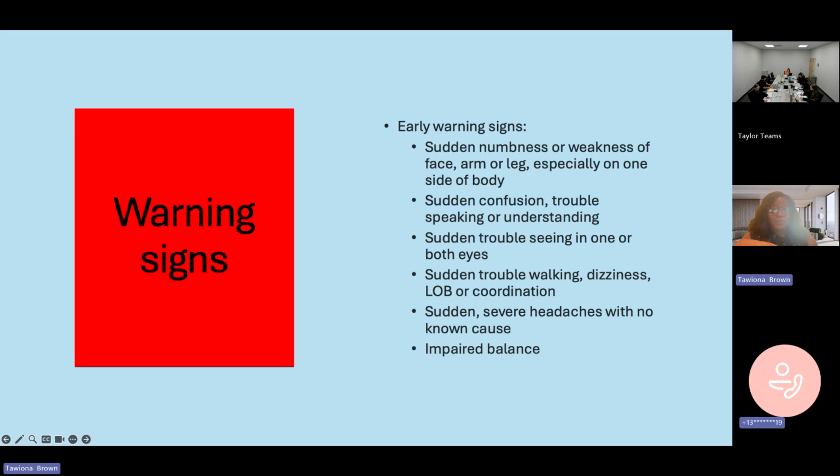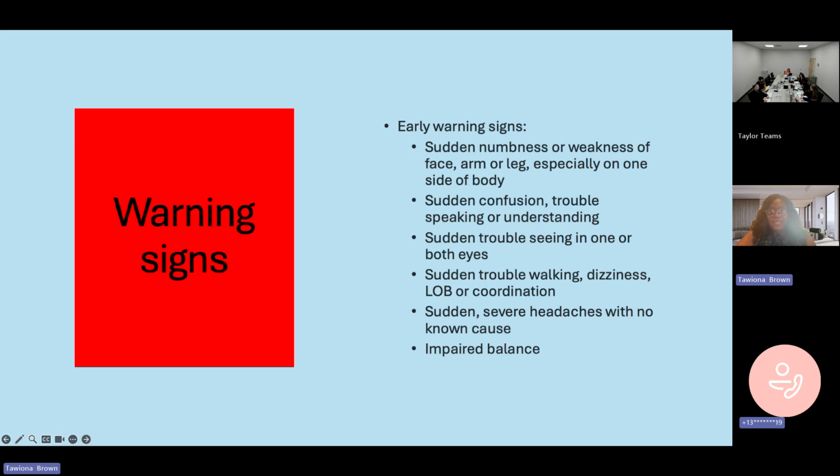Usually that person will have blurry vision. So there's going to be trouble seeing in one eye or both eyes. They're going to have an issue with loss of balance. They might have an issue with coordination, trouble walking, or dizziness, but definitely in there, that loss of balance. They will complain of having a very sudden and severe headache. And it's idiopathic, and idiopathic means that there's no known cause. It's just all of a sudden it happens. And then once again, there's that impaired balance.